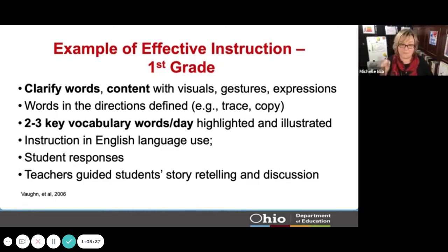Two to three words were taught per day as part of this intervention. They were provided with direct instruction in how the English language is used, so the syntax. They had lots of opportunity for student response, and students were involved in story retelling, so that oral language retell of the text they were reading. The text used was a mix of decodable text and grade level text. A really interesting study that found huge gains not just for struggling readers, but also for English learners, which I thought was really fascinating. So we shared that citation as well.